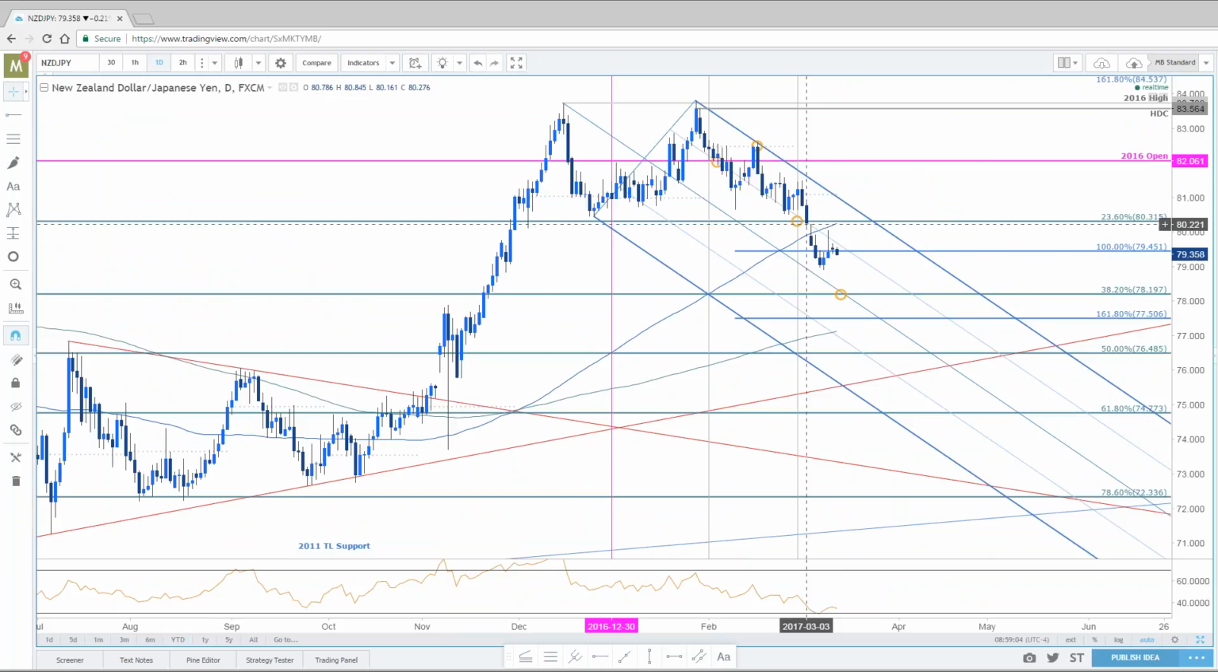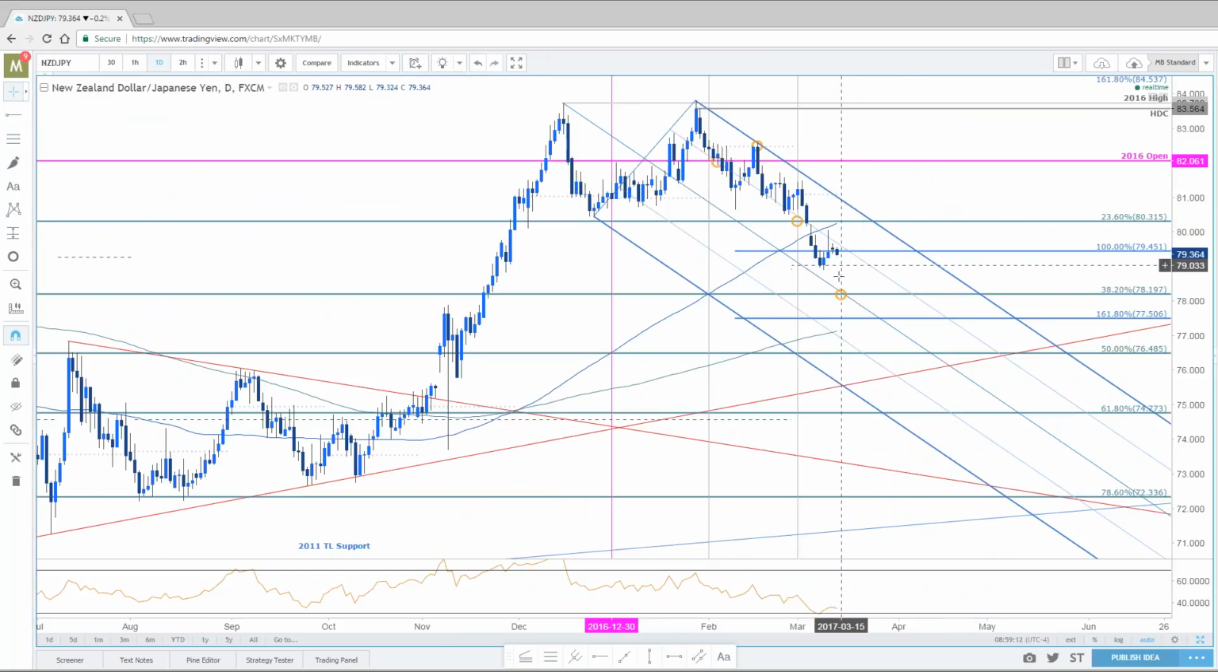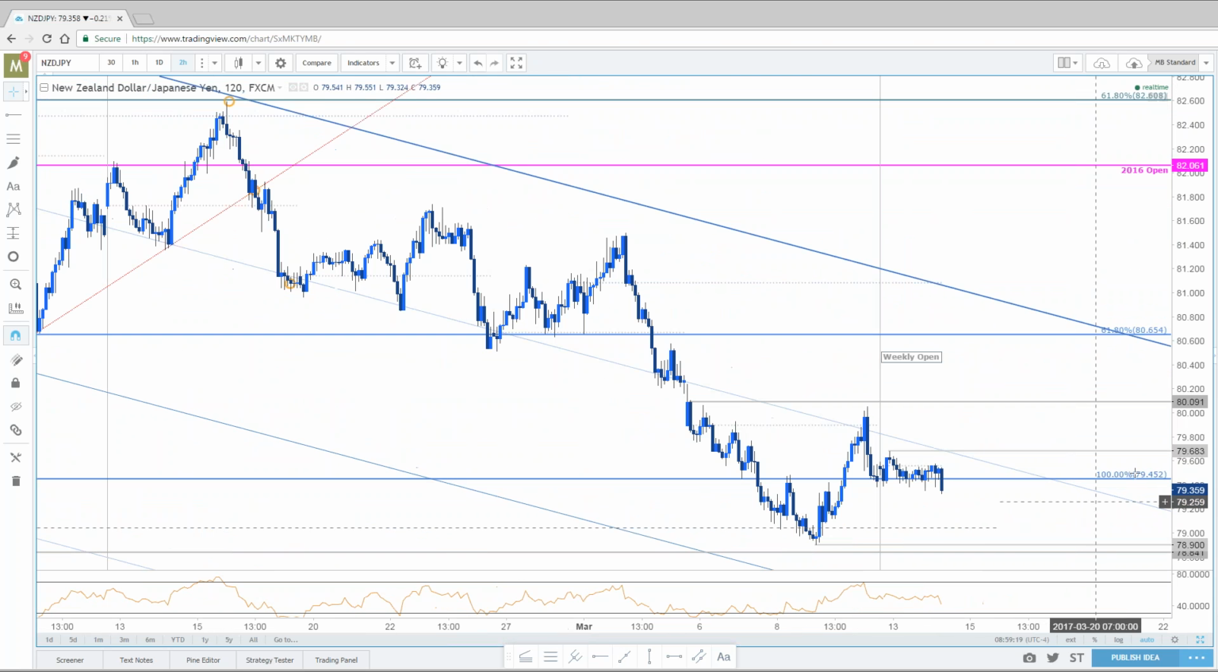All that shifted the focus to the downside. Gap lower took out that 100% extension. The rebound here turned ahead of the 100 and this 50 line. So what does that mean for Kiwi yen moving forward? Well, the daily chart doesn't really speak of it as much as the intraday. Here's what it looks like. And basically what I'm looking at is this.